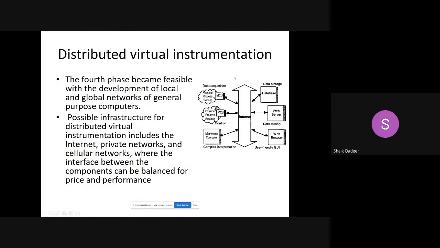The best example I would like to give you for the need of distributed virtual instrumentation: now look here, let us suppose that we want to acquire data from different parts of the world of COVID-19 cases.